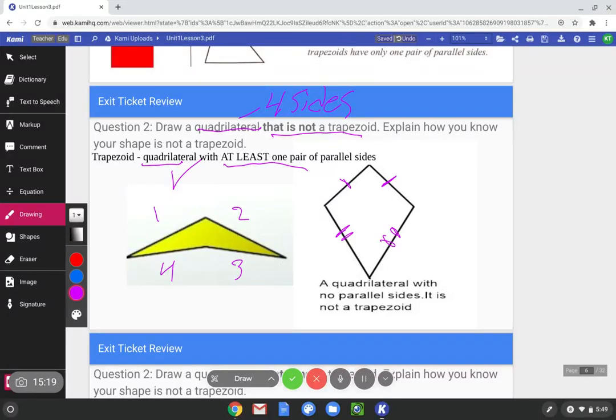But notice how these lines are not parallel, because look, they're eventually going to cross. They would cross somewhere up here. And same for this line. It would eventually cross right here. So we know both of these shapes are quadrilaterals and do not have parallel sides.